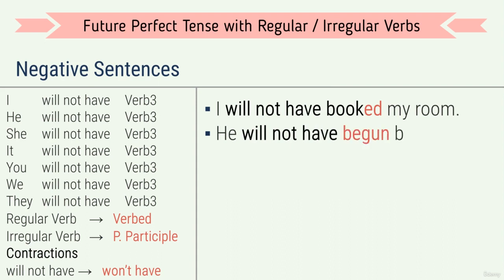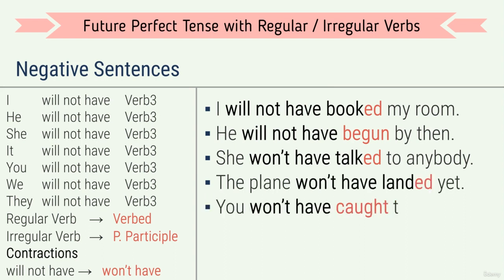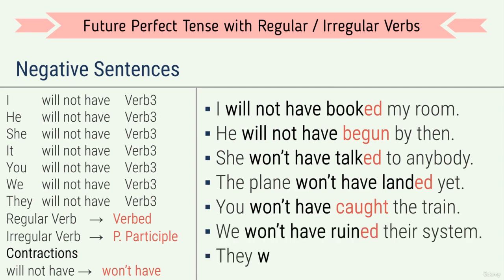He will not have begun by then. She won't have talked to anybody. The plane won't have landed yet. You won't have caught the train. We won't have ruined their system. And they won't have lost anything. We're still using our verb 3 or our past participle. And here, will not is contracted to won't. W-O-N apostrophe T.